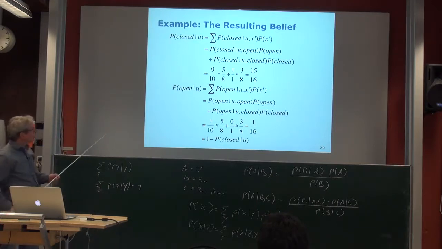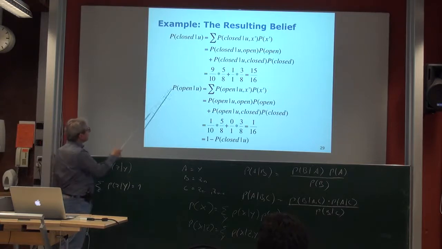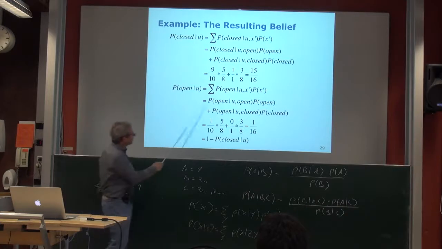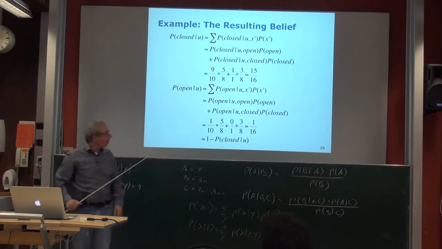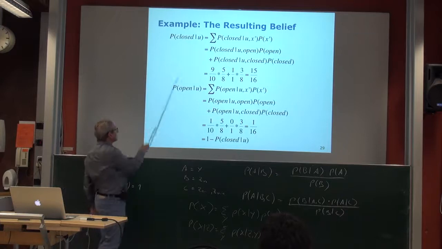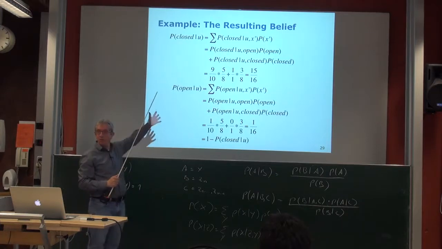Just for the sake of completeness, we can also calculate the probability that the door is open after that action. We just need to enter the specific terms over here, and then we end up with a quantity that is 1 divided by 16, which is nice because these are the two potential states, and the sum over both states of the probability of the state of the door needs to be 1.